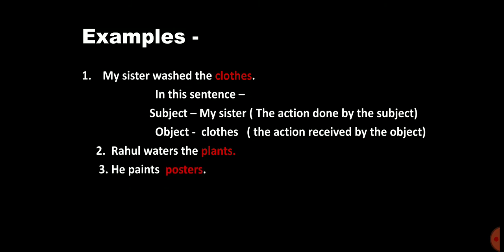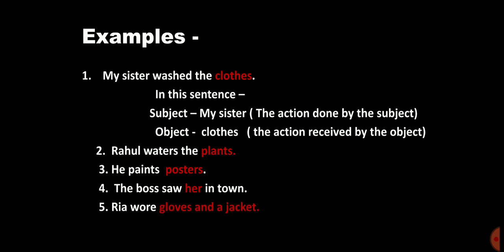Next is, he paints a poster. In this sentence, what did he paint? A poster. So, he is the subject and poster received the action. So, poster is the object. Next is, the boss saw her in town. In this sentence, whom did the boss see? The boss saw her. So, the word her is the object because it received the action done by the boss.